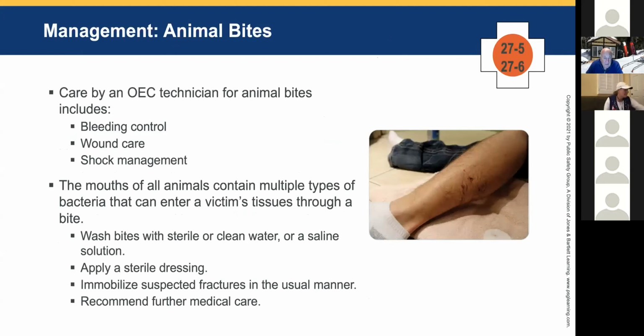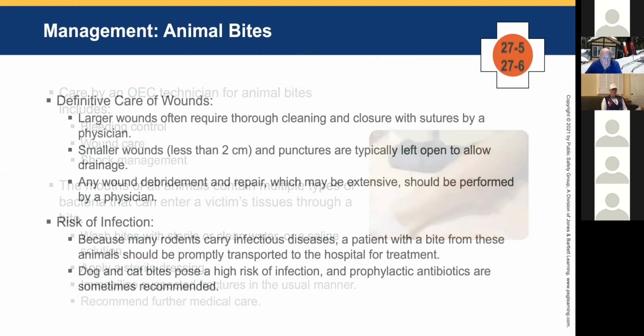Okay, we talk about animal bites. We're looking at bleeding control, wound care, shock management. Bites of all animals can contain multiple types of bacteria that can enter a victim's tissues through a bite. You want to wash the bite with sterile or clean water or saline solution, apply a sterile dressing, immobilize suspected fractures in the usual manner, and recommend further medical care.